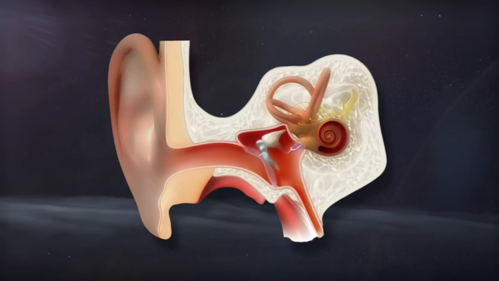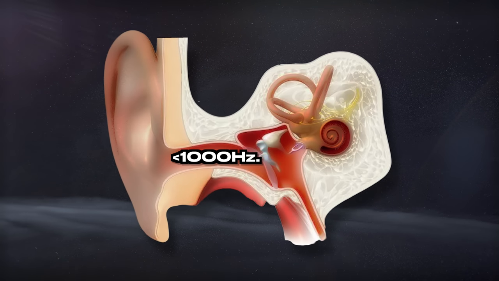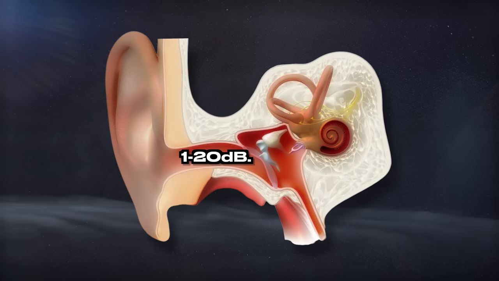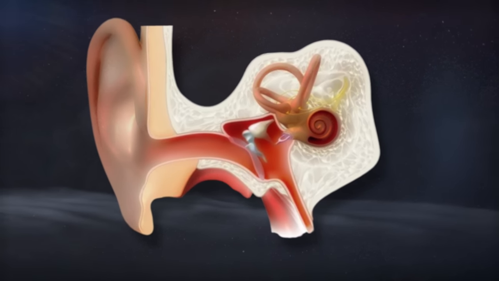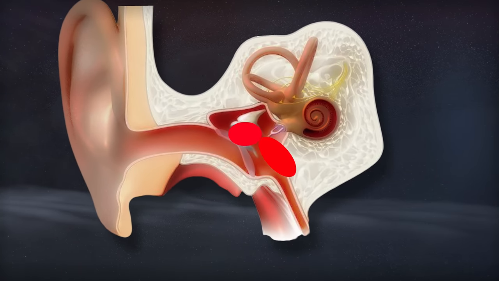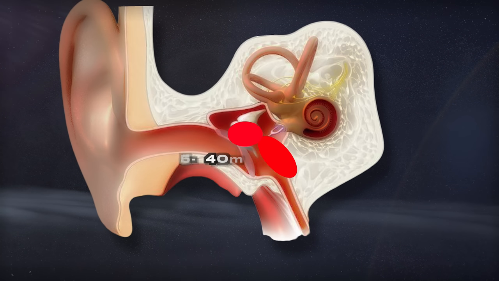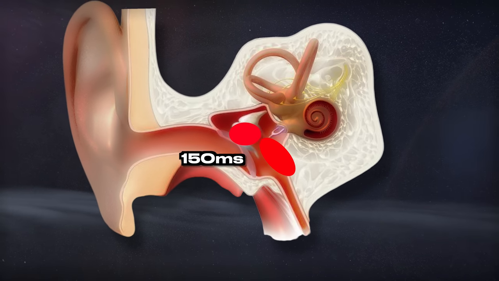In short, our ears compress frequencies below 1000 Hz whenever the sound gets too loud. This attenuation is between 1 to 20 dB, depending on how loud the sound is. Also, the two structures that cause this can't move instantly to attenuate the sound. It takes about 40 milliseconds for them to tense up or contract, and they stay contracted for about 150 milliseconds.